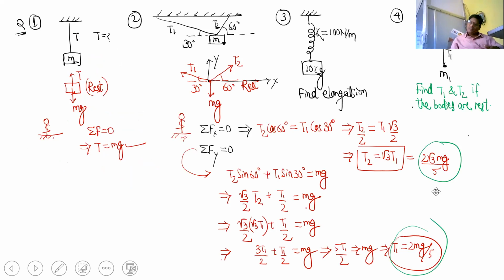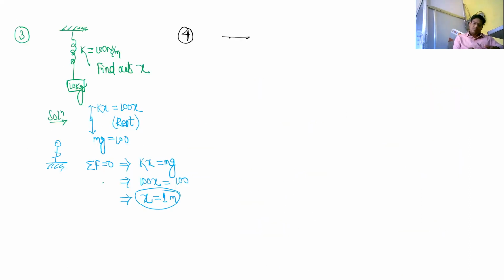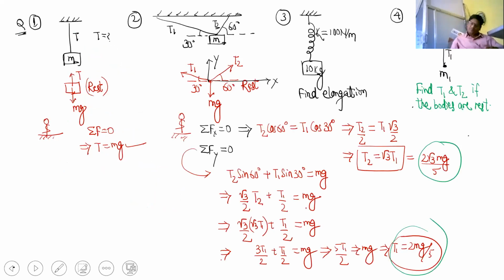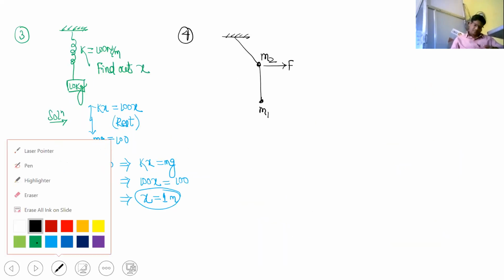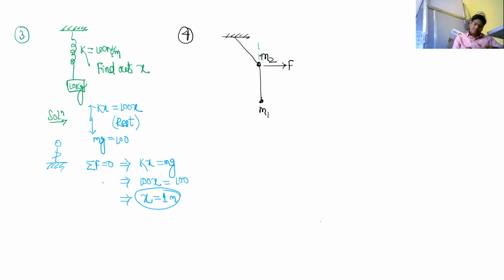Now next question, fourth question. We have m1, m2, t1, t2, F, theta. Question is find t1 and t2 if the bodies are at rest. Let me reproduce the question here. This one is m1, this one is m2. Here is a force acting F, and then t1, t2, and theta. This is theta. Here tension is t1. Here tension is t2.